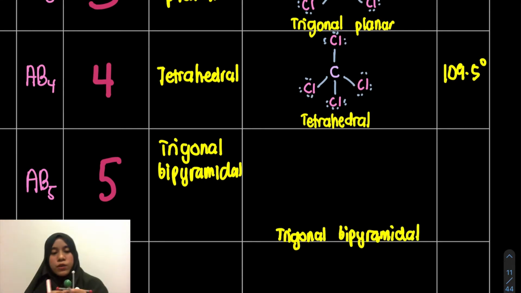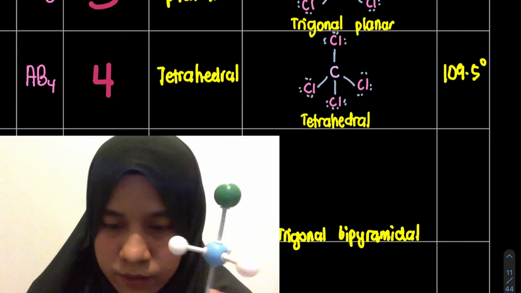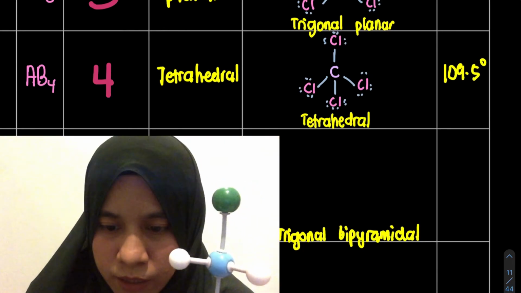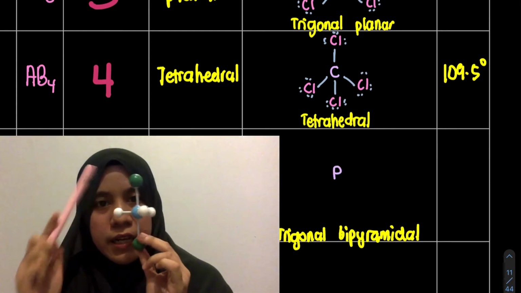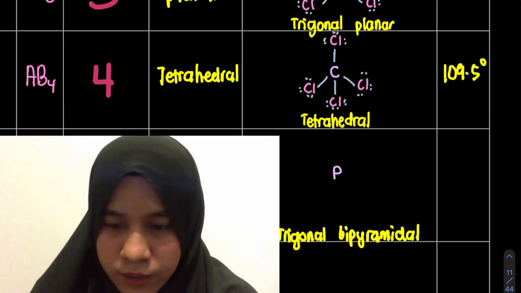Okay. So, how to draw it? So, kita guna yang ni lah. Okay. First one, kita akan lukis our center. Center kita P. Lepas tu, first ada atas dengan bawah ni kan. Atas bawah ni kita draw je lah bond dia.